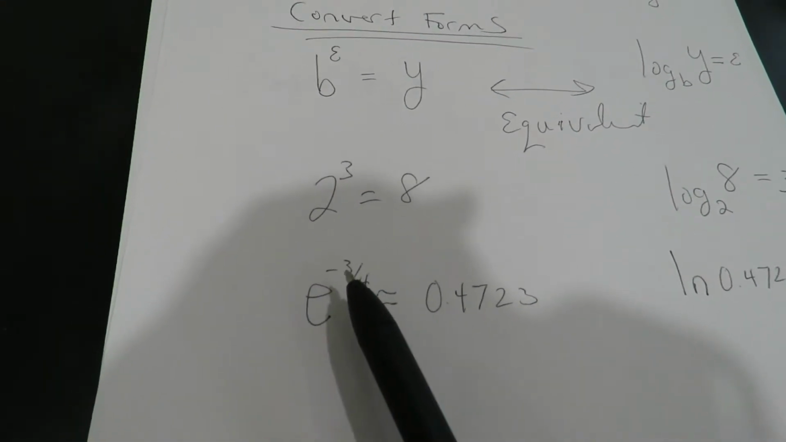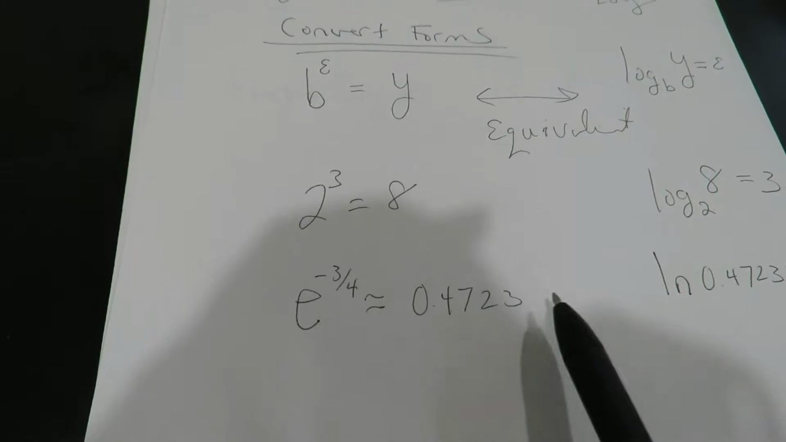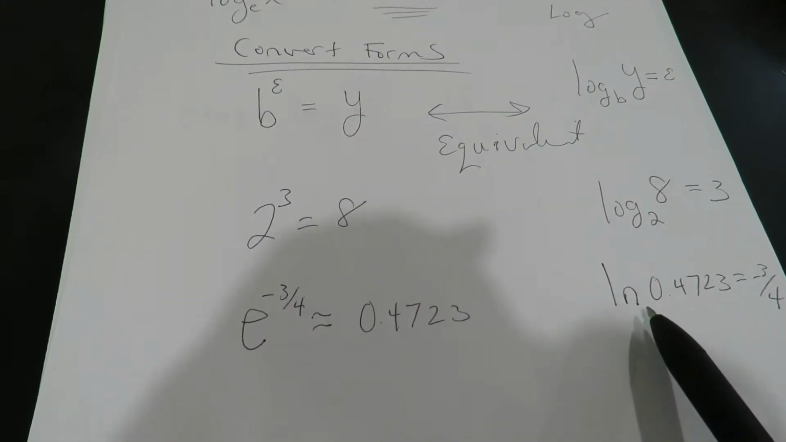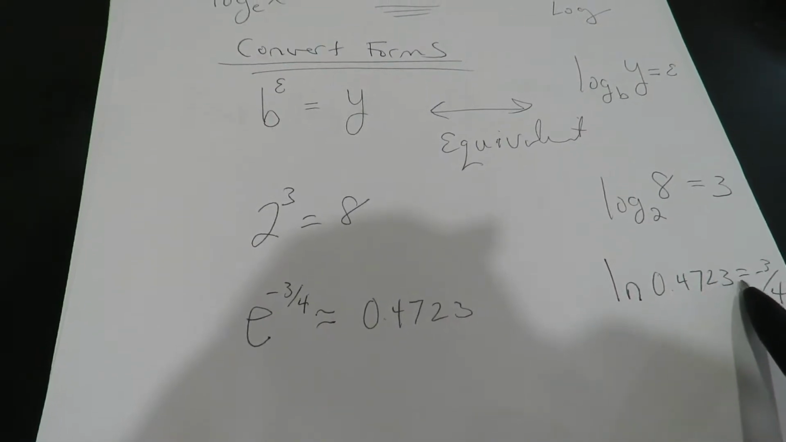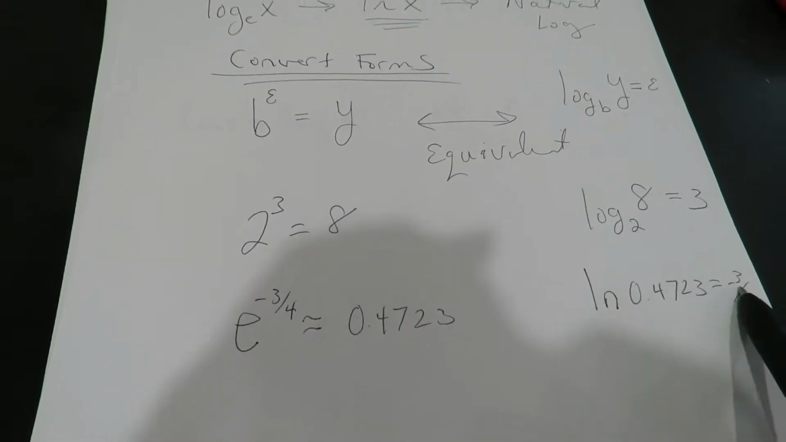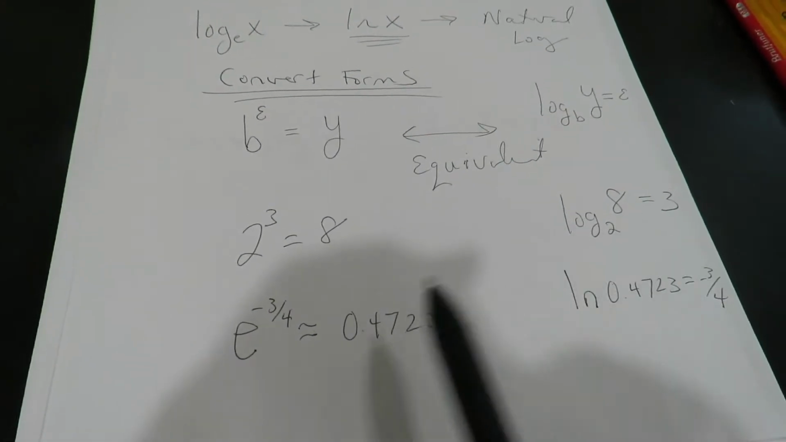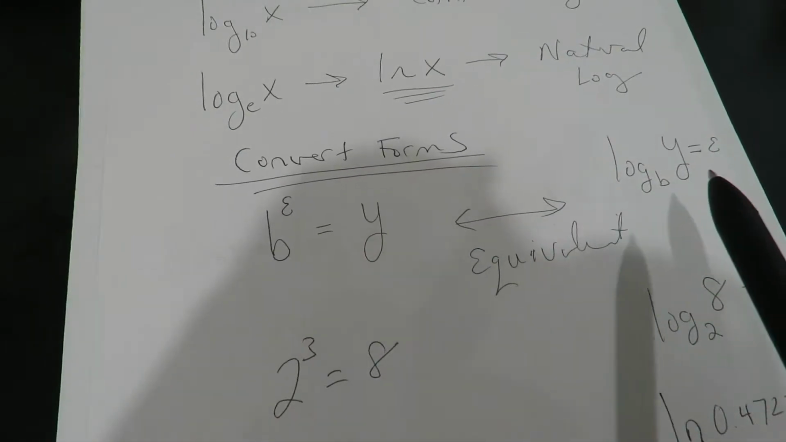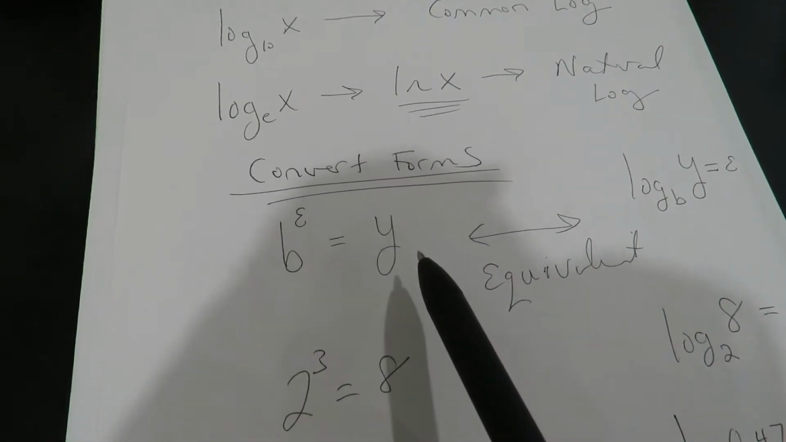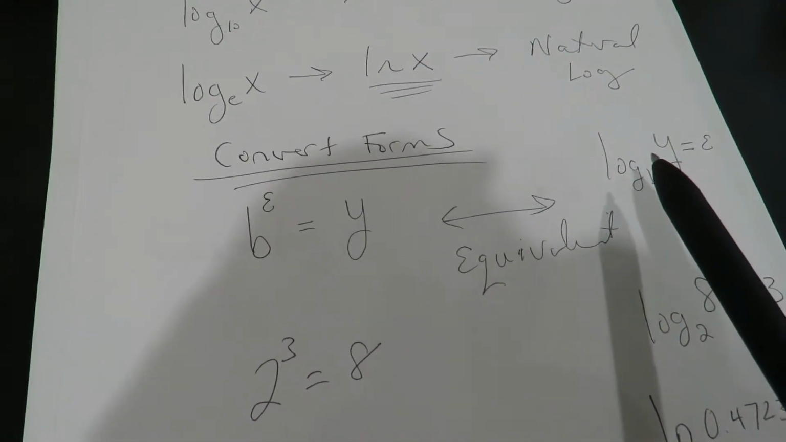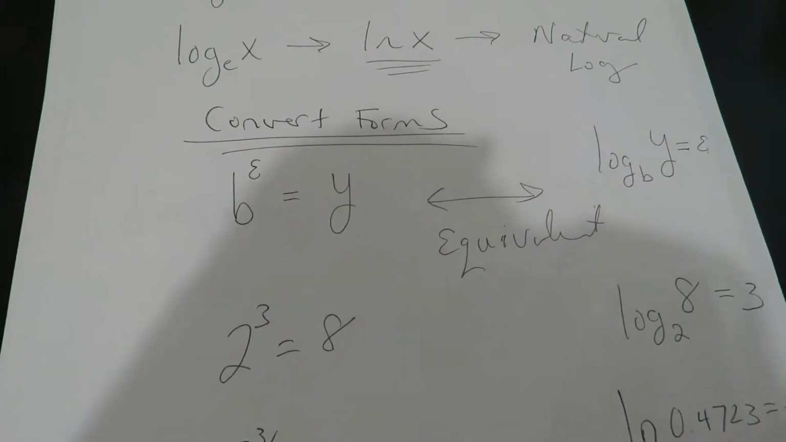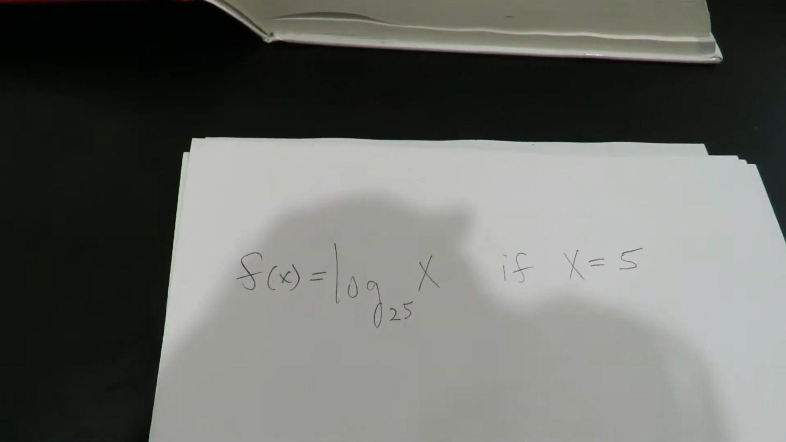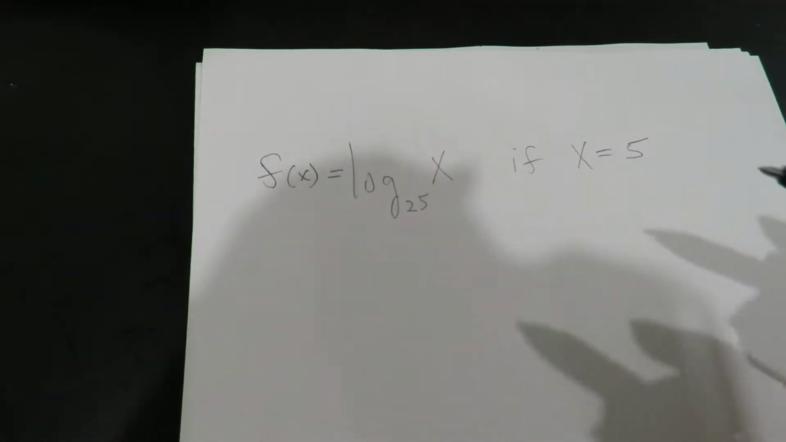And again, notice the log equals what was the exponent over here. If you have e to the negative 3/4 equal to 0.4 and change, remember, if it's ln, that's already base e, so this means it's ln of 0.4723 equals what was the exponent over here. All right, so you have to be able to go back and forth. I wrote it in this sort of special notation to help you see it. So b to the e equals y, so therefore log base b of y equals e. I won't spend too much time here, but just so you can see how to do this.